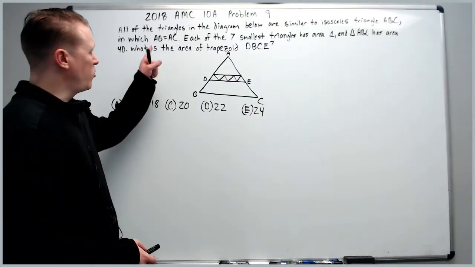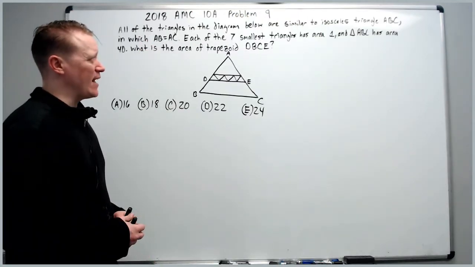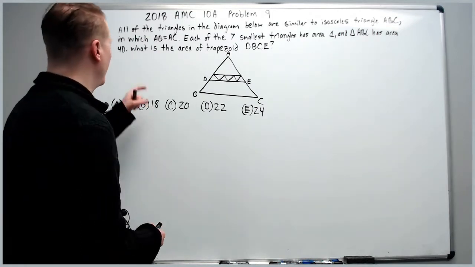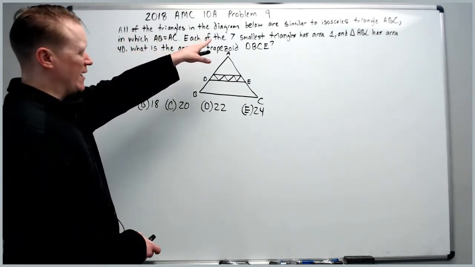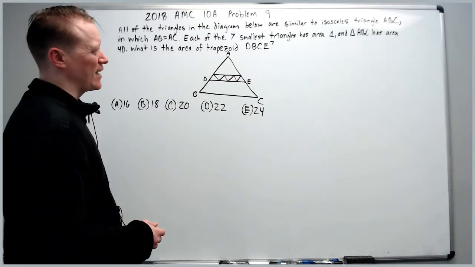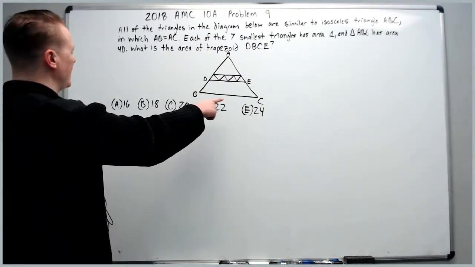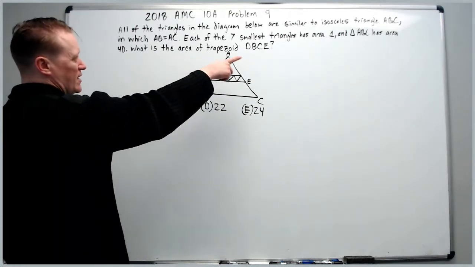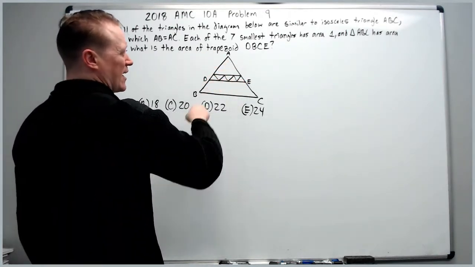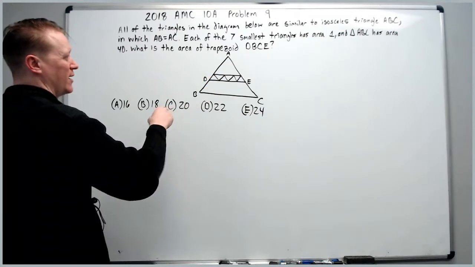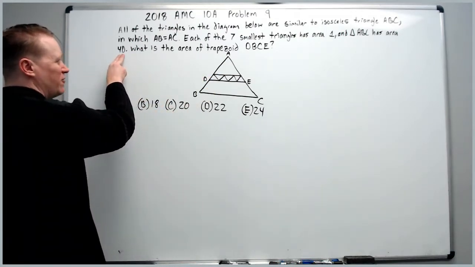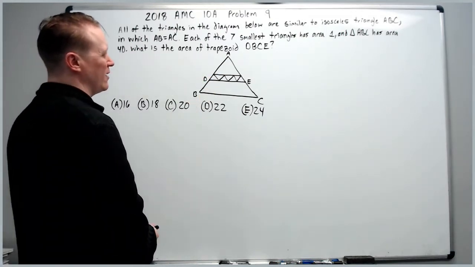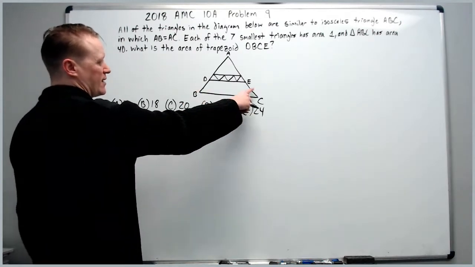Okay, and now for the 2018 AMC 10A problem number 9. All of the triangles in the diagram below are similar to isosceles triangle ABC, in which AB equals AC. Each of the 7 smallest triangles has area 1, and triangle ABC has area 40. What is the area of trapezoid DBCE?